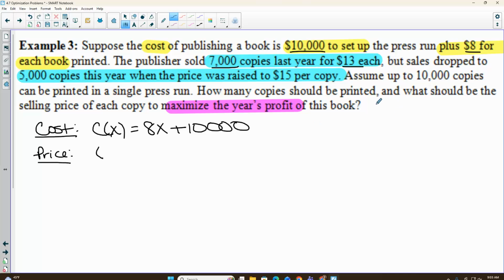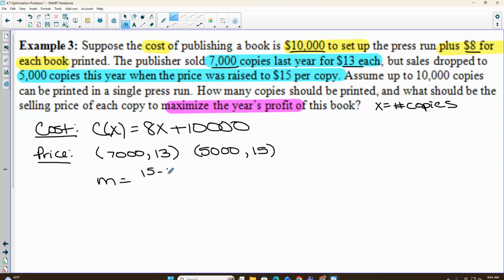Sorry. So x here is the number of copies, or the number of books. We already used that in our cost function, x was the number of books, so we have to keep that throughout. When I write my ordered pairs, the x has to be the number of books or the number of copies. So 7,000, and my price, my y value, was $13. When my number of books was 5,000, my price was $15. So now I have 2 points. We can write the equation. We need to do our slope.